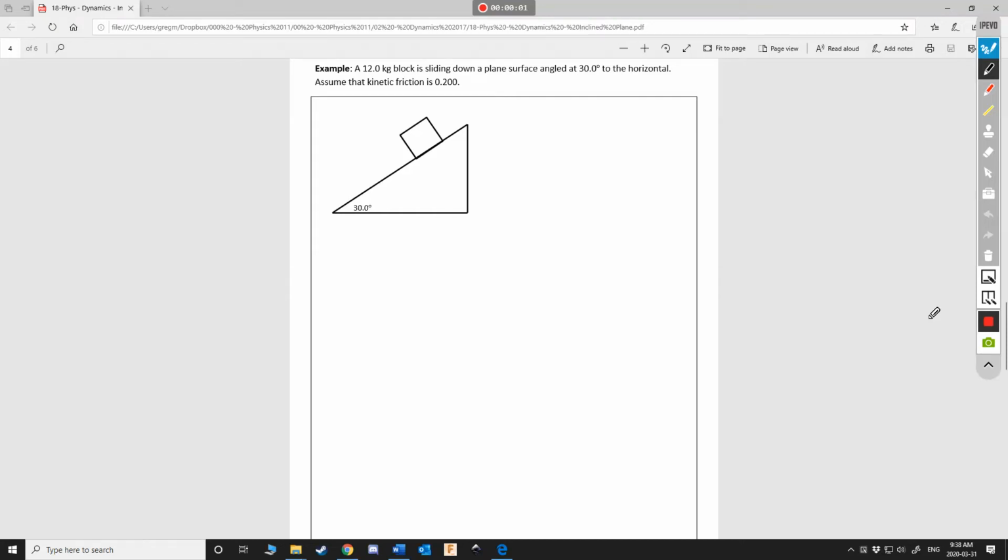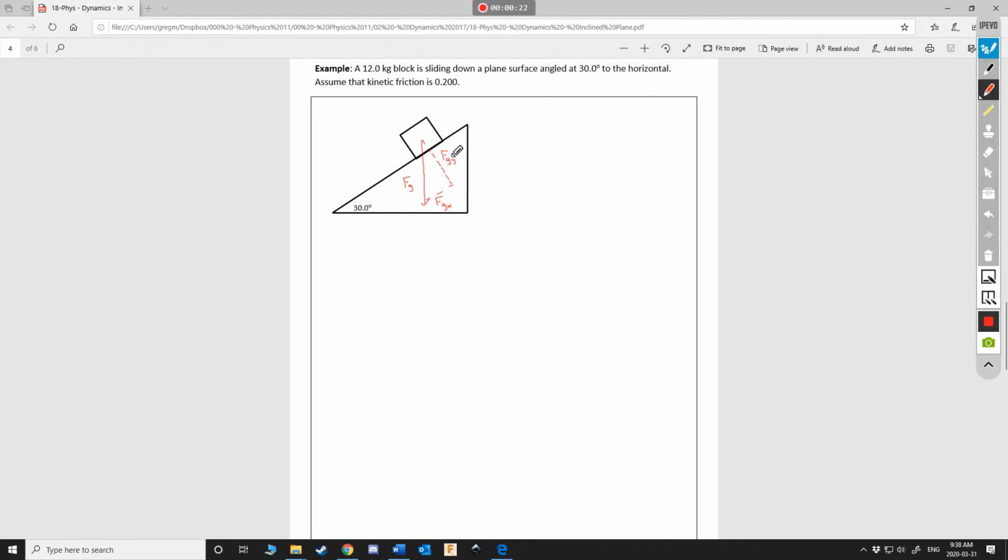Okay, let's keep these examples coming. We have this object sliding down. There's now friction. So hopefully we're starting to get a handle on these. We have the force of gravity going down. It's got an x and a y component: Fgx and Fgy.